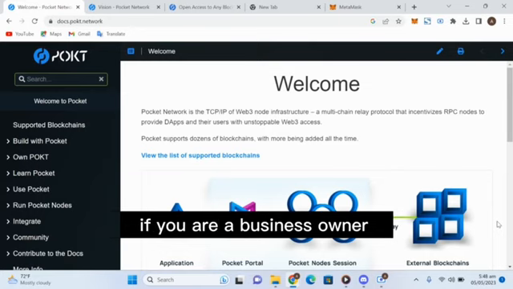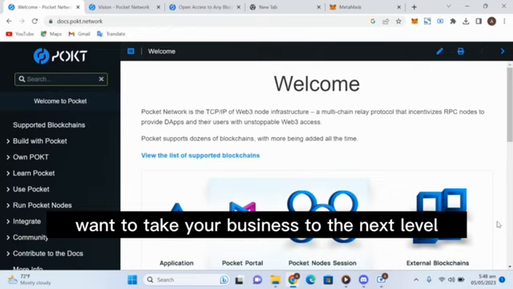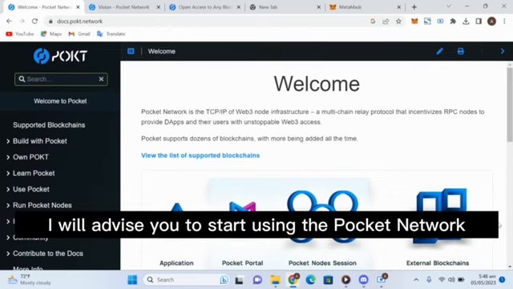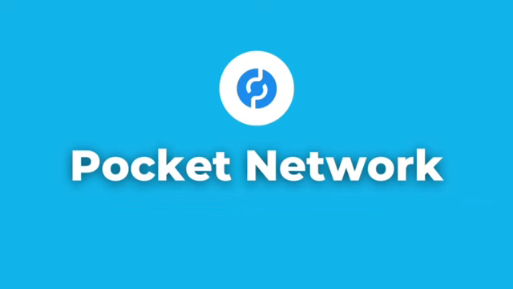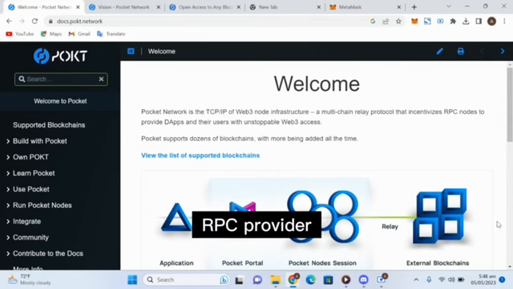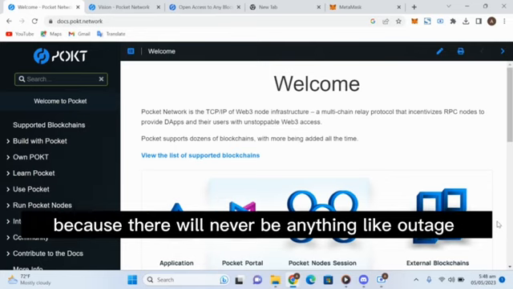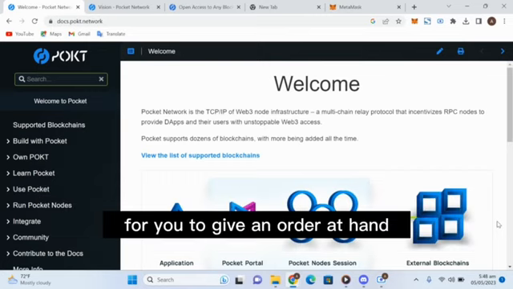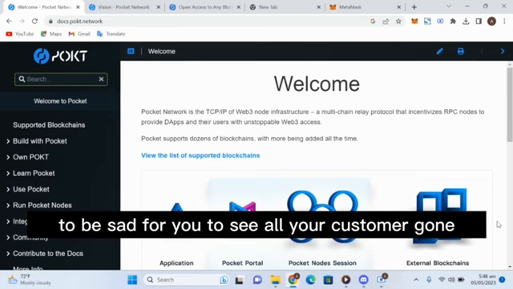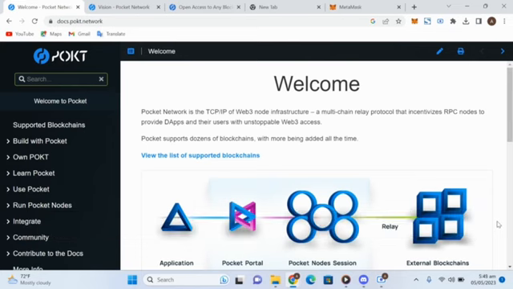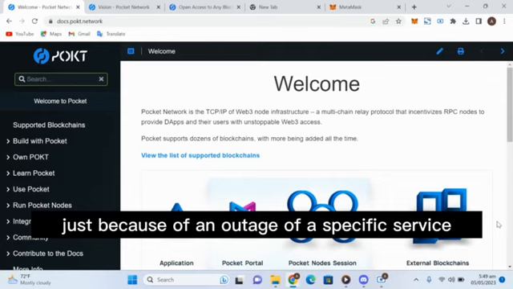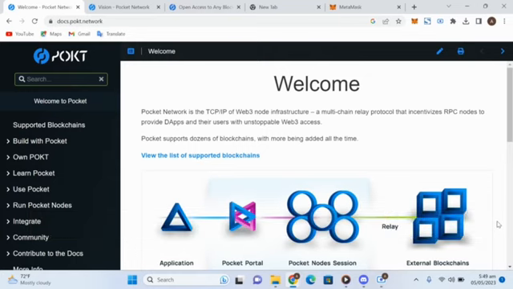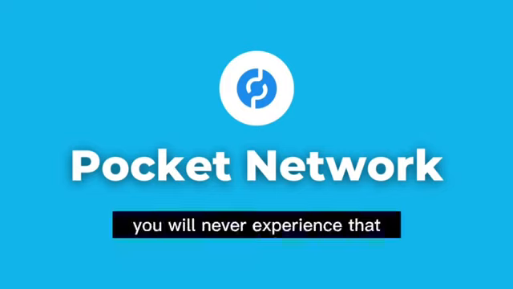If you are a business owner and you actually want to take your business to the next level, I will advise you to start using the Pocket Network. I advise you to start using a decentralized RPC provider. It is the best bet for your business because there will never be anything like an outage. And you know how hard it is to acquire customers and to scale. It will be sad to see all your customers go away just because of an outage of a specific service that your application relies on. But with Pocket Network, you will never experience that.